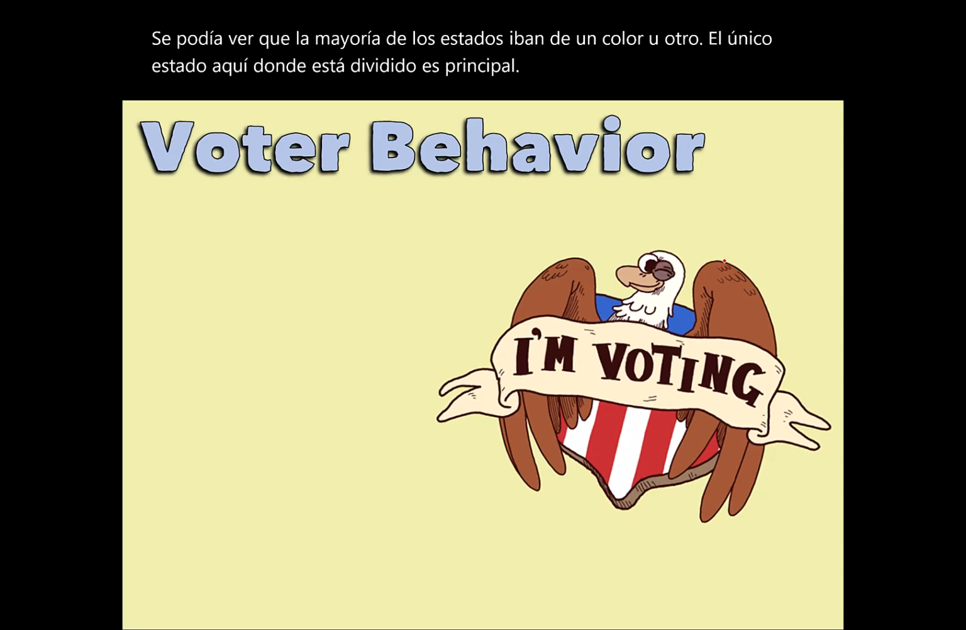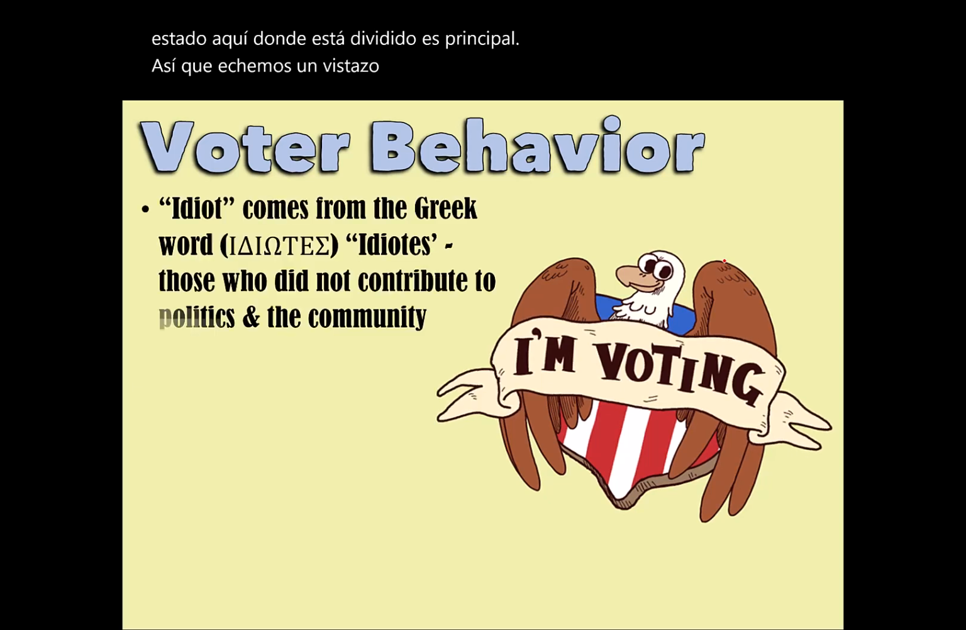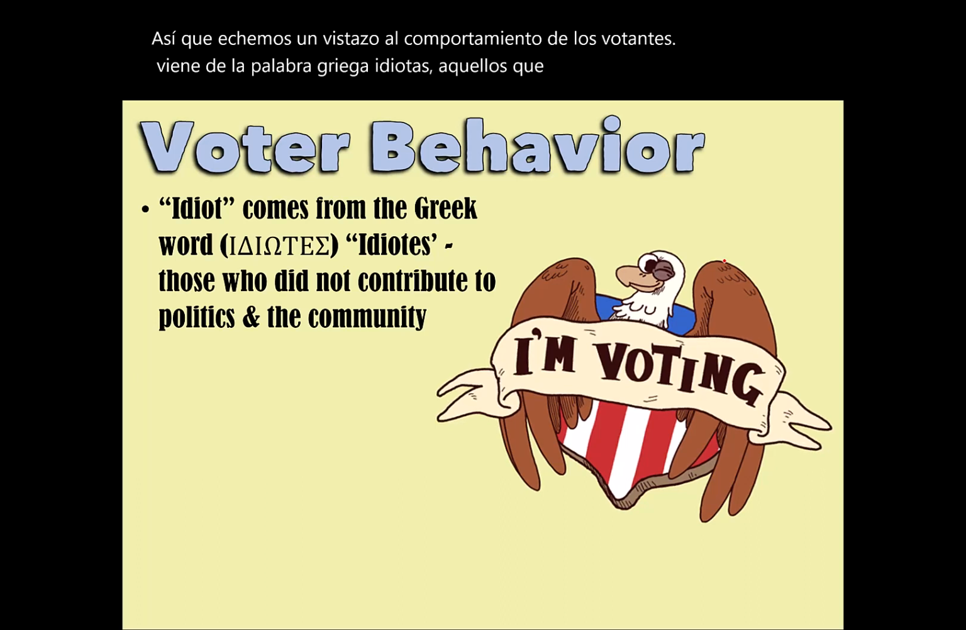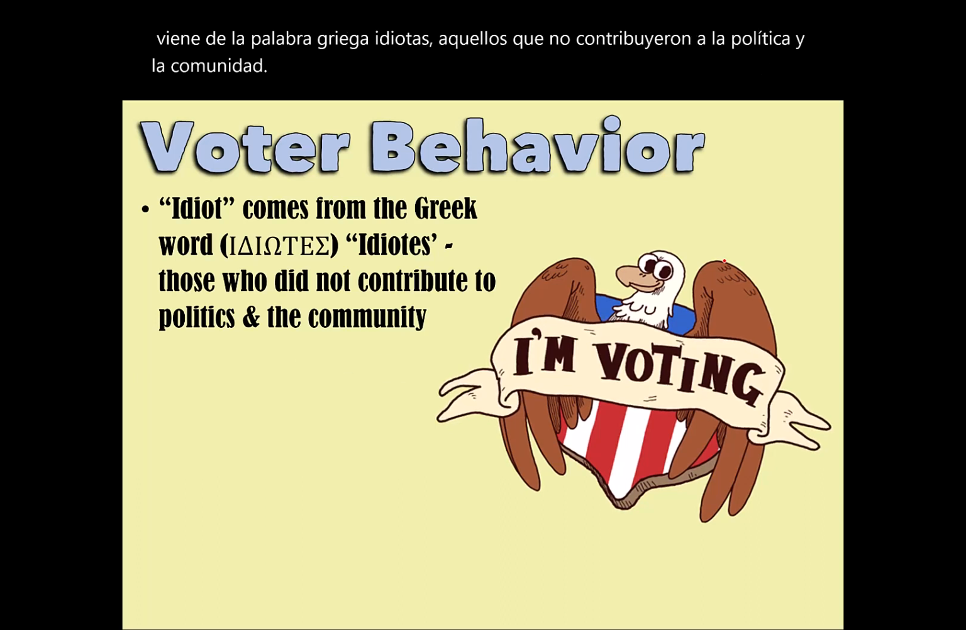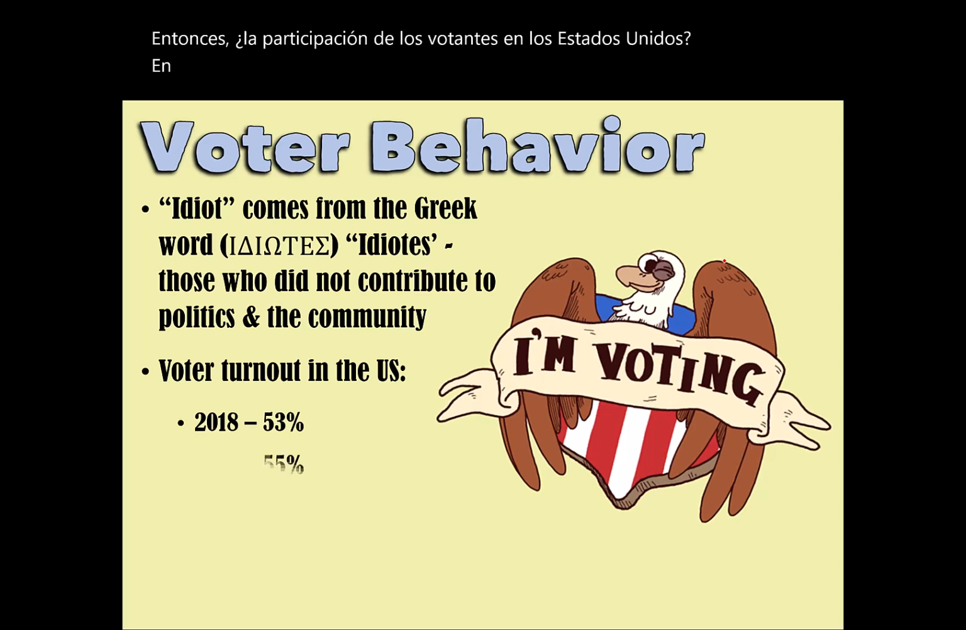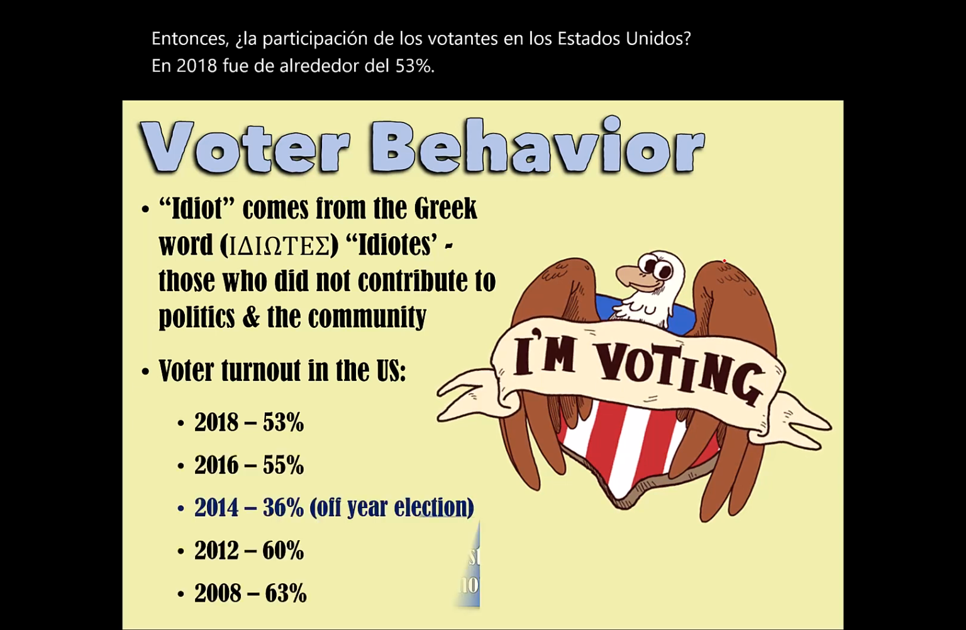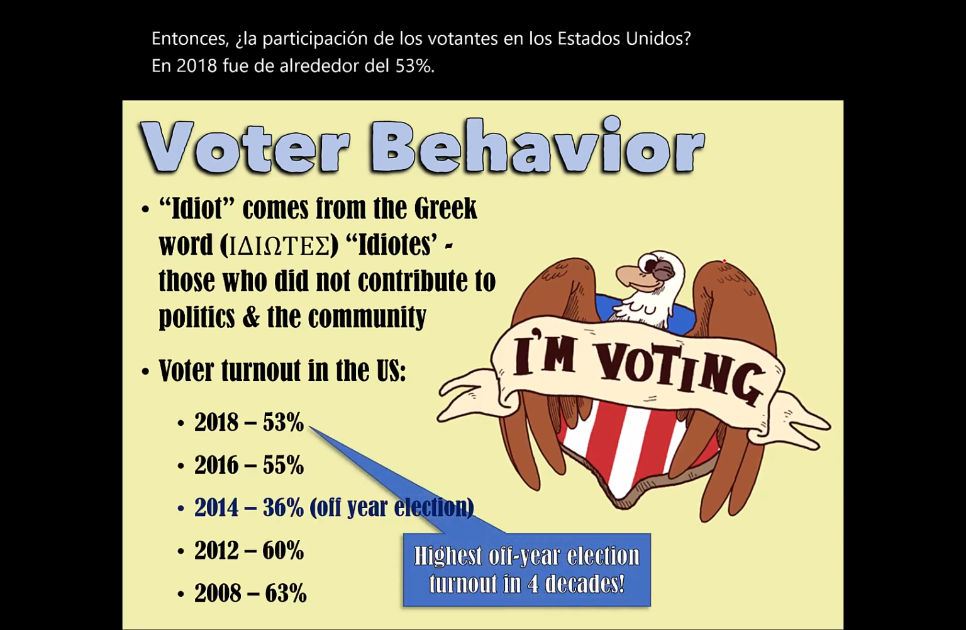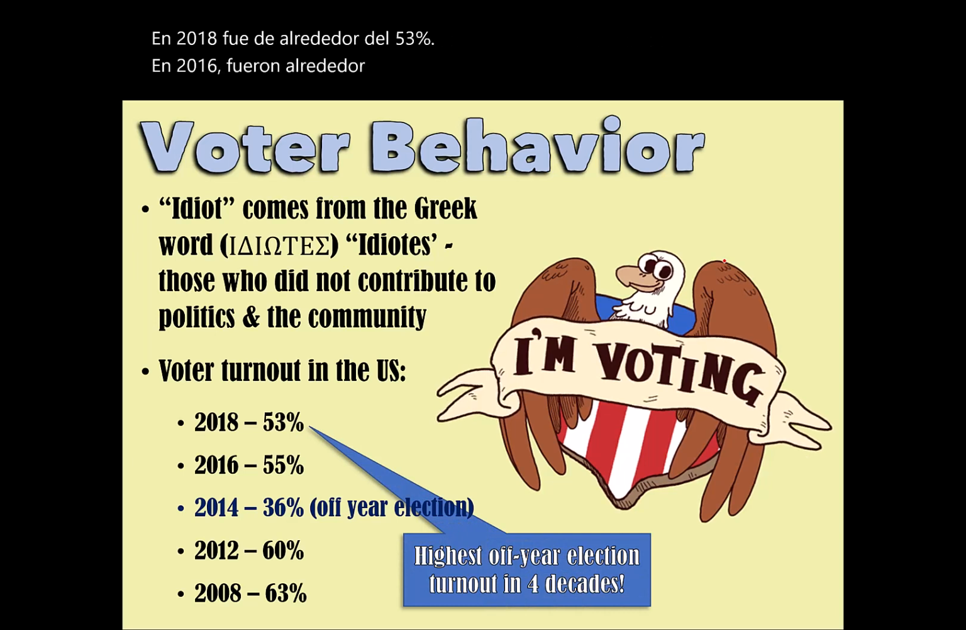So let's look at voter behavior. Idiot comes from the Greek word idiotes, those who did not contribute to politics and the community. So voter turnout in the US. In 2018, it was about 53%. In 2016, it was about 55%. 2014, 36%. This is an off-year election.